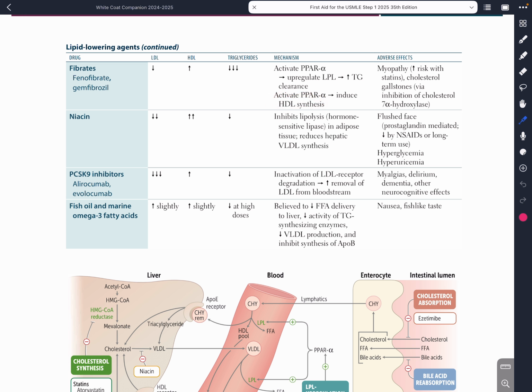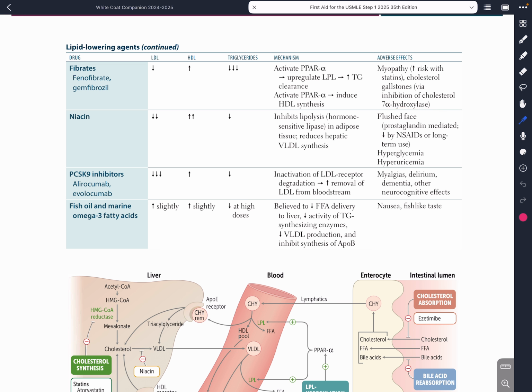Side effects of fibrates are the same as any other lipid lowering agent. Myopathy increases risk with statins. If you give statins and fibrates together, you have severe myopathy. And another very specific fibrate side effect is that it can cause cholesterol gallstones via inhibition of cholesterol 7 alpha hydroxylase.